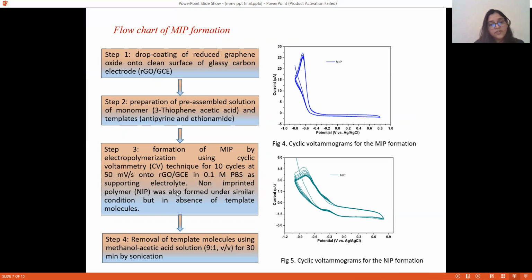Non-imprinted polymer was also formed under similar conditions, but in the absence of template molecule. Removal of the template molecule was carried out using methanol and acetic acid solution for 30 minutes by sonication. This is the cyclic voltammogram for the MIP formation, and this is the cyclic voltammogram for NIP formation. MIP formation includes electropolymerization of monomer along with the template molecule, and NIP formation includes the formation of polymer from monomer without the template molecules.